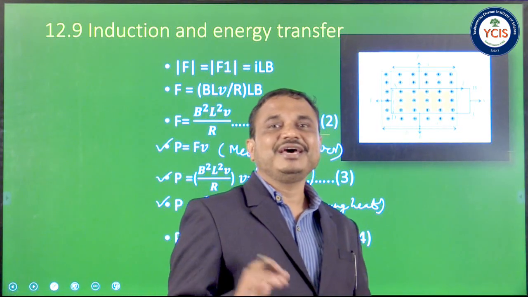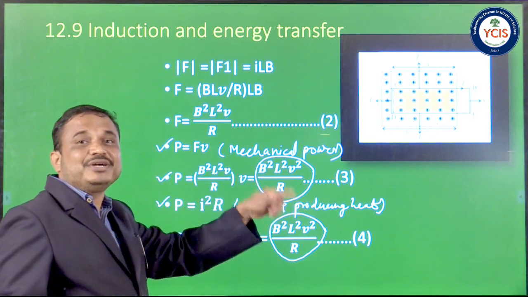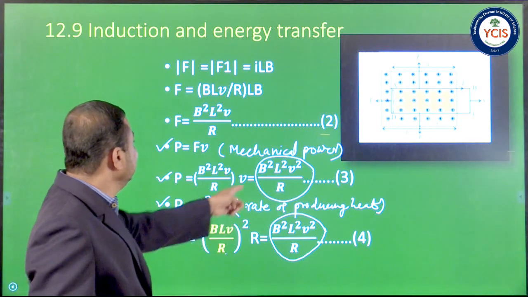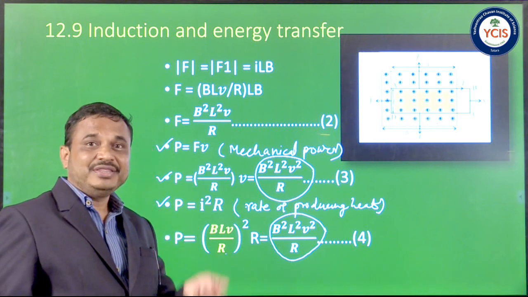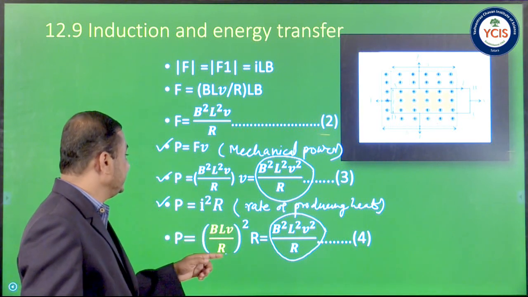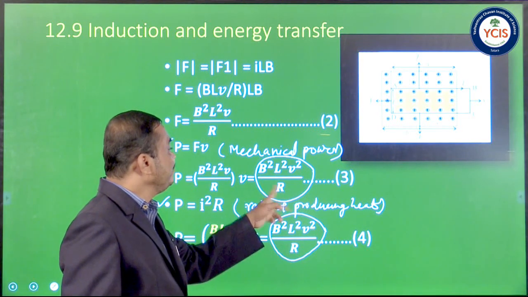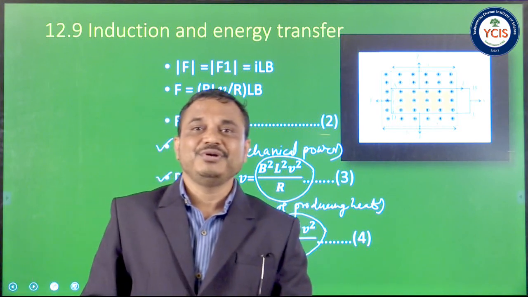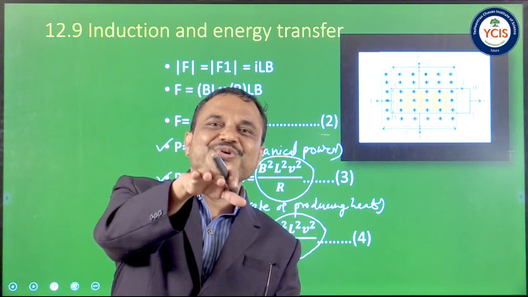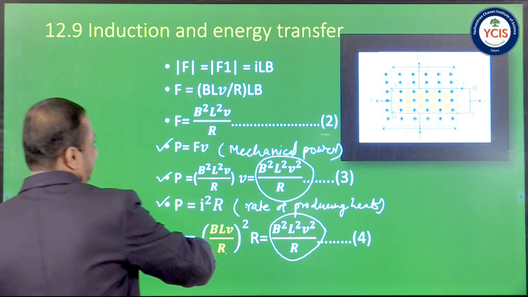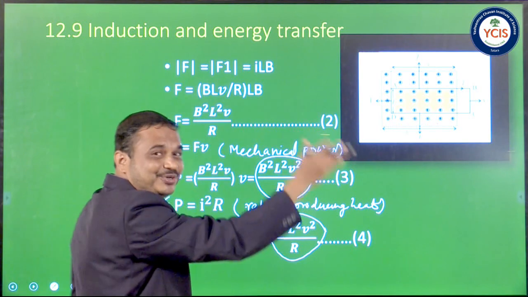So on screen there are two equations. Equation 3 gives the mechanical power, or rate of consuming mechanical energy, equal to B square L square v square upon R, and equation 4 gives the rate of producing heat energy, the heat power, which is B square L square v square upon R. If we compare equations 3 and 4, we find that both are the same. So all the mechanical energy is converted into heat energy. In this way the mechanical work is converted into heat energy.